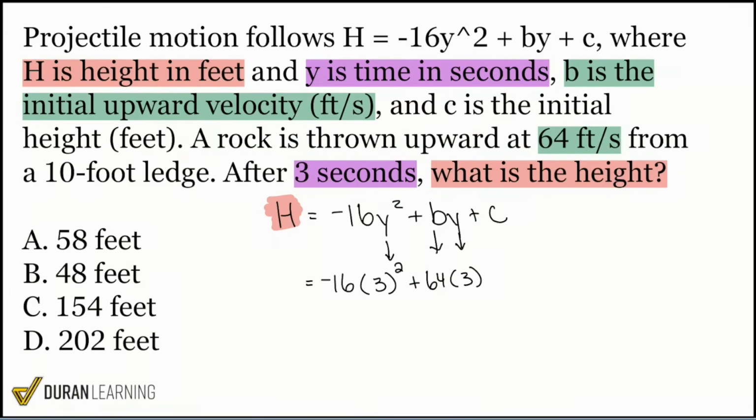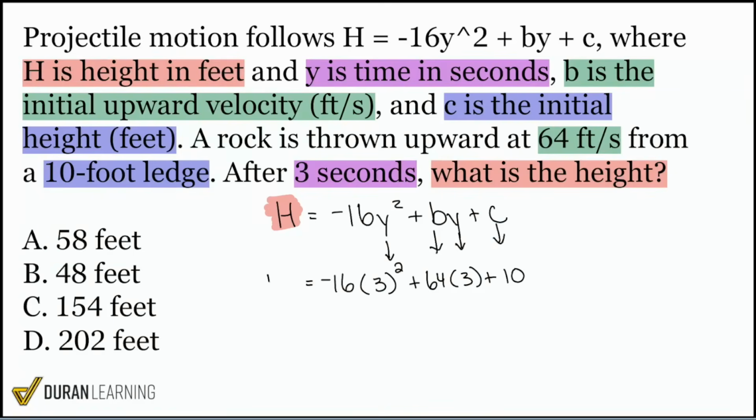And then lastly, c is going to be the initial height. So I see that right over here. Let me mark that in blue. c is the initial height in feet. And we see here that it says that it was thrown from a 10-foot ledge. That's going to be the initial height. So we'll just replace c with 10. And there we are. We have the setup done properly.